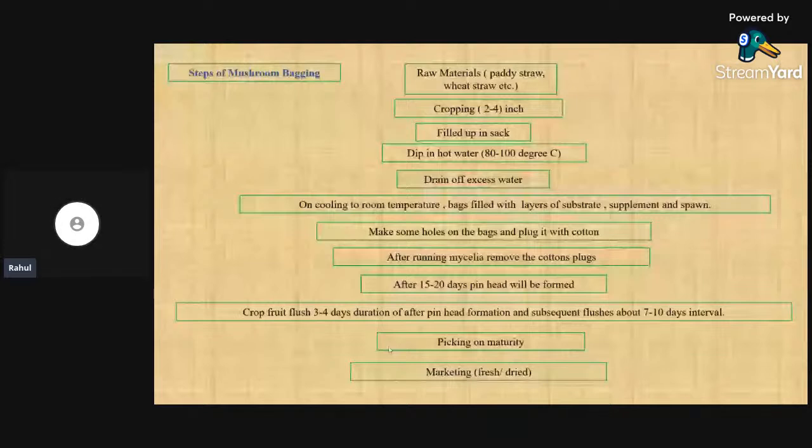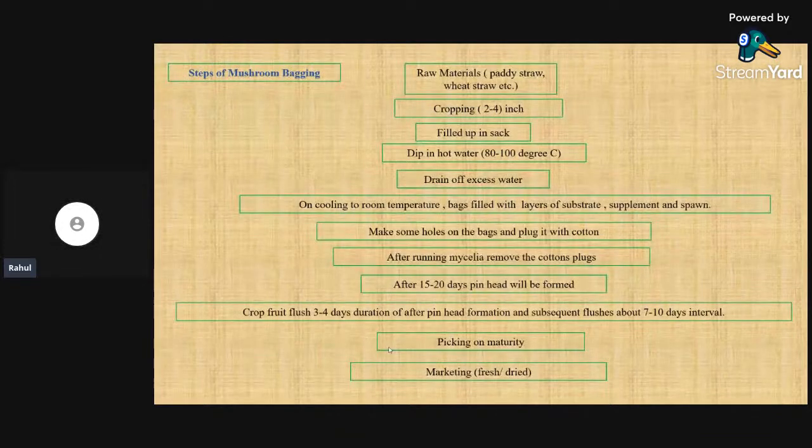On cooling to room temperature, fill the bag with layers of the substrate, supplement, and spawn. Make some holes in the bag and plug them with cotton. Why do we make holes in the bag? Because of aeration. After the mycelia has covered the bag, at that time we remove the cotton plugs. After 15 to 20 days, the pinheads will be formed.